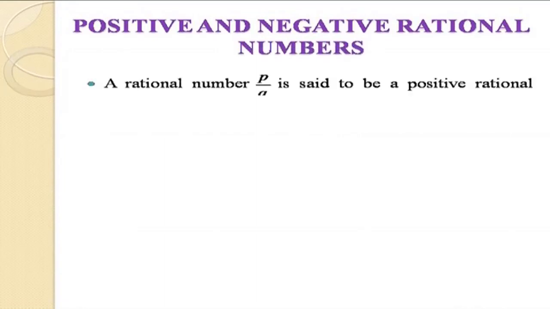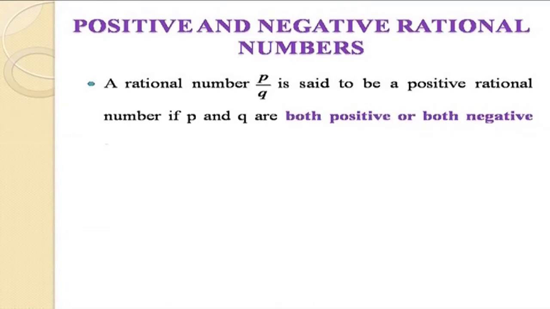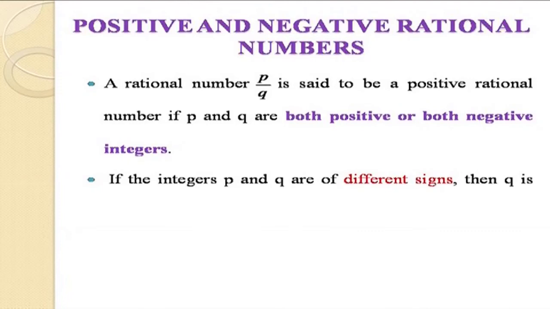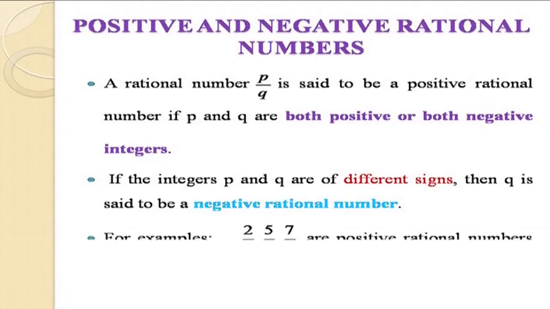A rational number p by q is said to be a positive rational number if p and q are both positive or both negative integers. If the integers p and q are of different sign, then it is said to be a negative rational number. For example, 2 by 3, 5 by 6 and 7 by 9 are positive rational numbers. Here in 2 by 3, the numerator and denominator are both positive. In the case of 5 by 6 also, numerator and denominator are positive numbers.